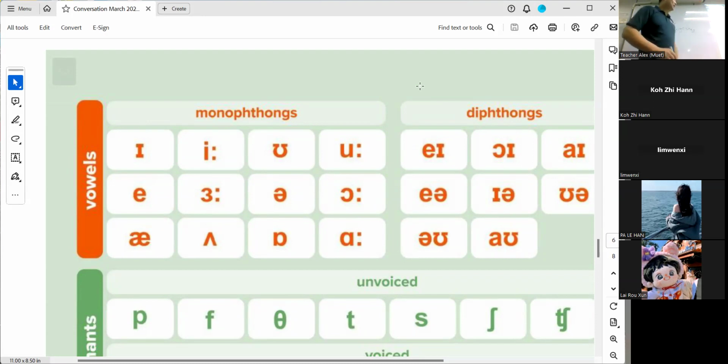Right? We are looking at monophthongs and diphthongs B. If you are able to understand this today very well, then it's good. Then next week we can go down to another two. Okay, what are monophthongs? Monophthongs means that it's only one voice, or we call it a singular voice.